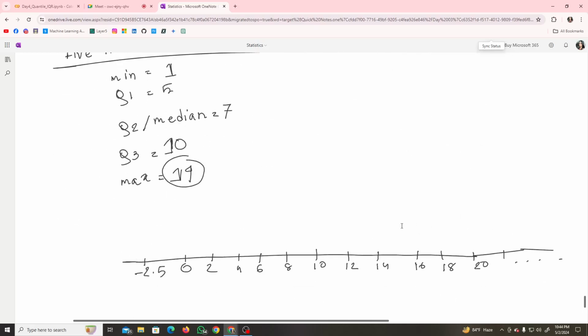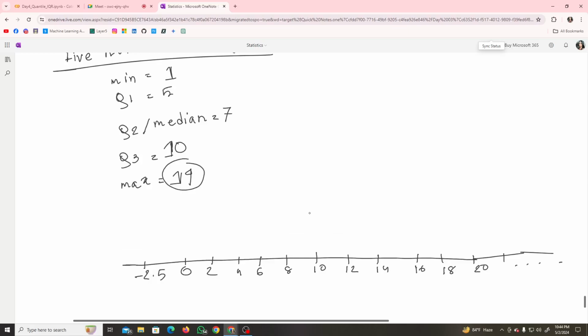Now you have to find the minimum value. Your minimum value is 1, so it is somewhere in this part. We will draw the left part of your whisker, and the maximum value is 14, so we have to draw another part of your whisker for the maximum value.